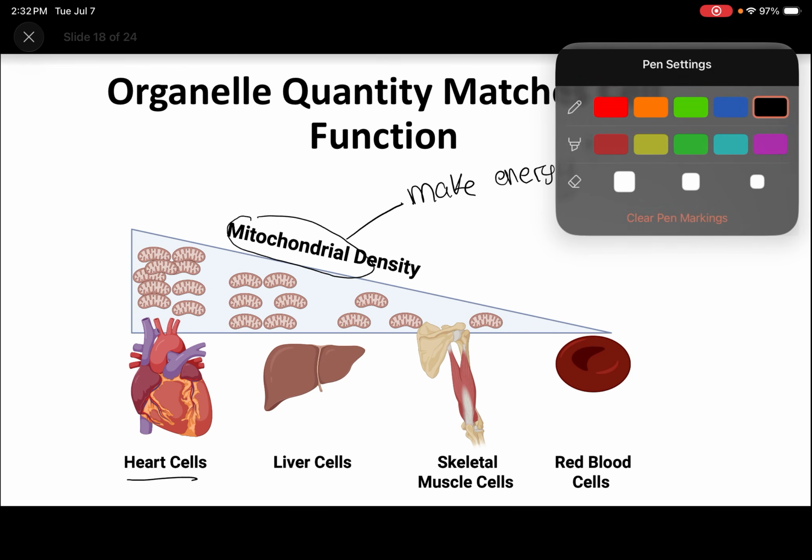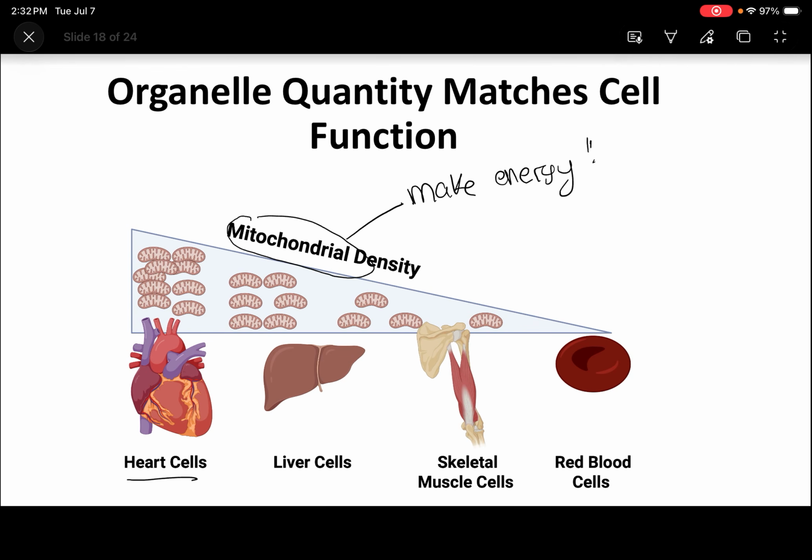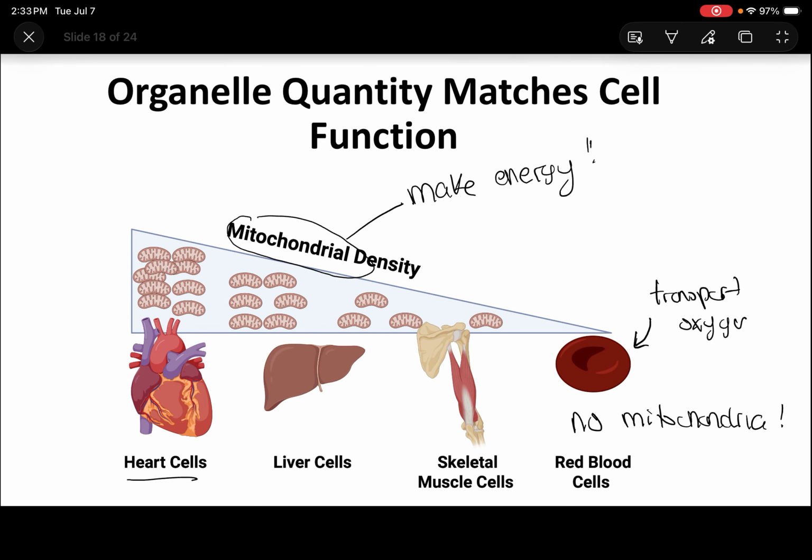On the flip side, our red blood cells have no mitochondria at all. And this is because red blood cells transport oxygen. And as you will learn later in this course, oxygen is really important to make energy. And so if red blood cells had mitochondria in them, all of that oxygen would get used up. And so the red blood cells don't have any mitochondria, so that they can easily transport oxygen to other cells that need it, to then be used by the mitochondria to make energy.